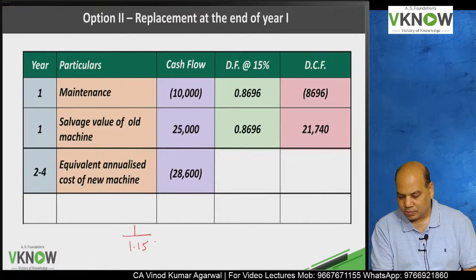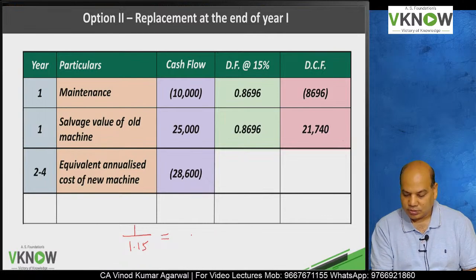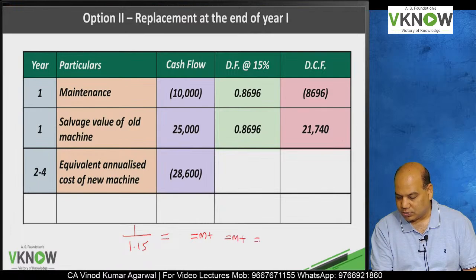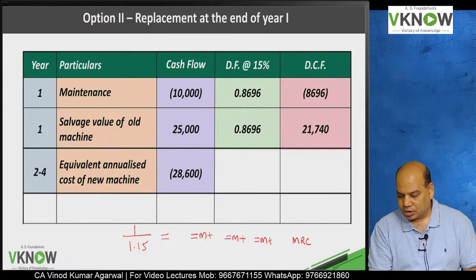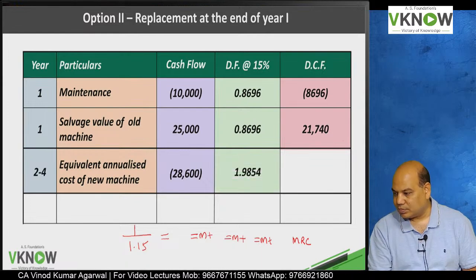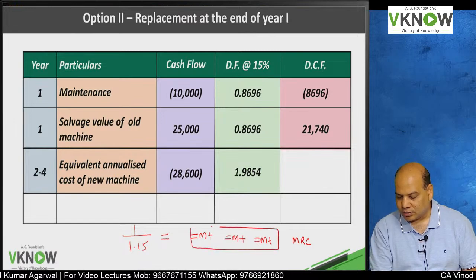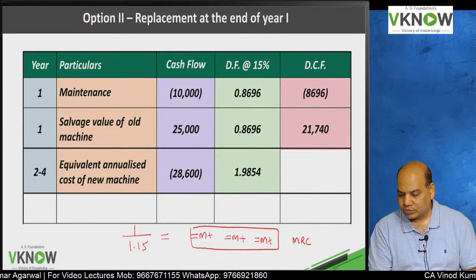1 divided by 1.5, press equal to. Don't transfer to memory plus. Now equal to memory plus, equal to memory plus, equal to memory plus, and memory recall. And you will get an answer something like 1.9854. Last 3 numbers you have to add, not all 4.